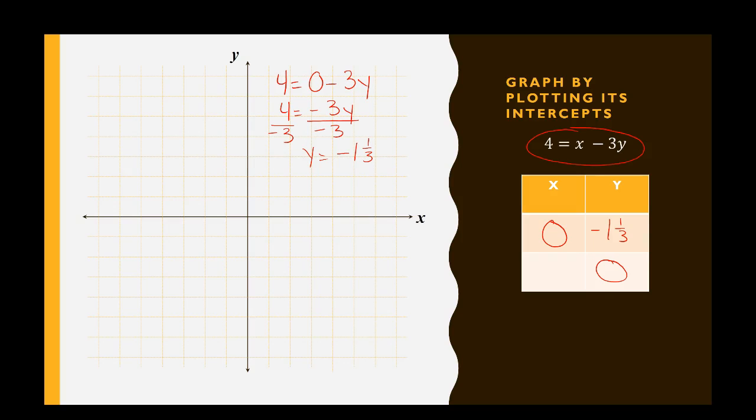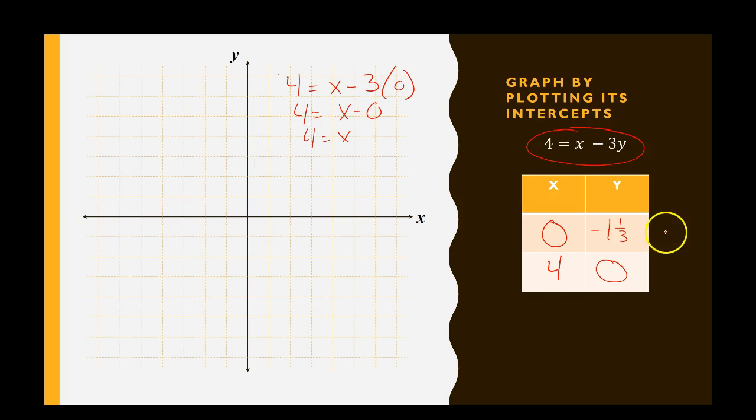All right, I would do the same thing to find the x-intercept, except now I'm going to put in a 0 for y. So that's going to give me 4 equals x minus 0, or just 4 equals x. So that goes there. Notice here, we got a fraction for our y-intercept, and that's okay.